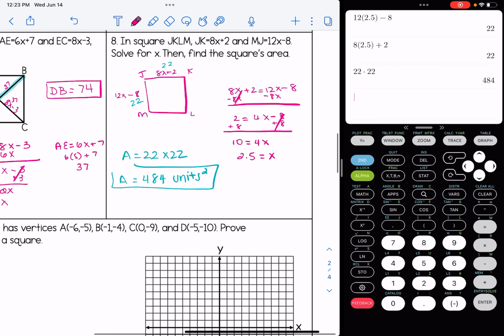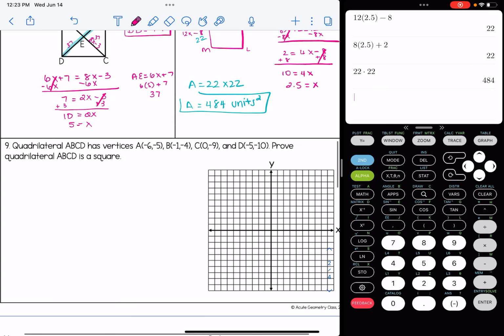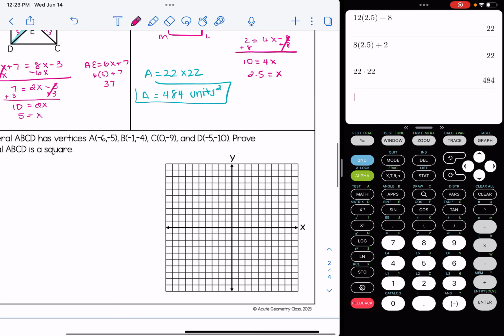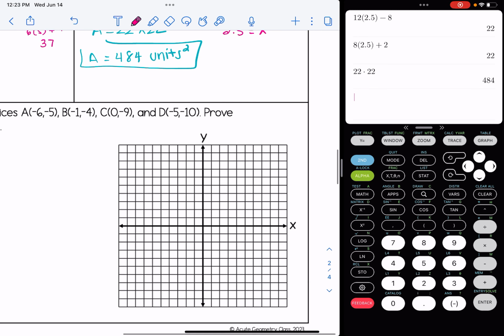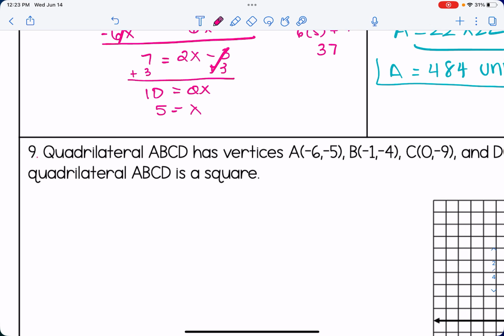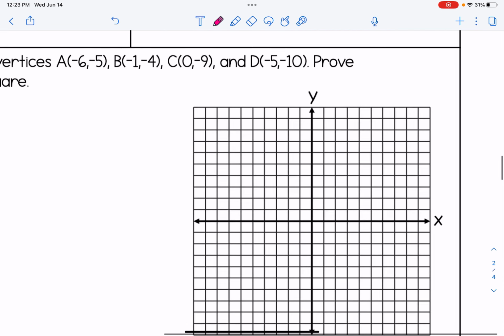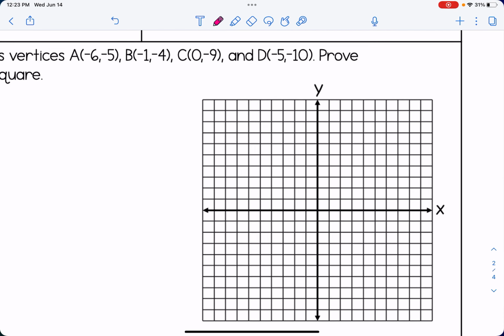All right, for our last problem, something a little bit different. It says quadrilateral ABCD has these vertices. We need to prove that the quadrilateral is a square. So I'm going to start by plotting my 4 points. I'm going to move my calculator out of the way just to give us a little more room here. So even if these problems say that graphing is optional, I would definitely recommend that you plot. I think it helps you understand a little bit better what we're looking at.